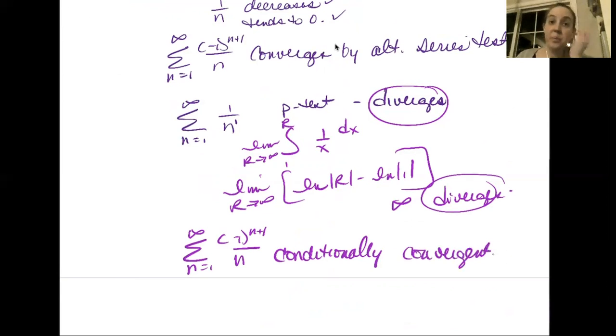All right, so I will be perfectly honest. It took me 3 or 4 classes, 5 classes to teach this over and over and over again for this to really sink in. So be patient with yourself. Converge, diverge. Converge can be conditional or absolute.